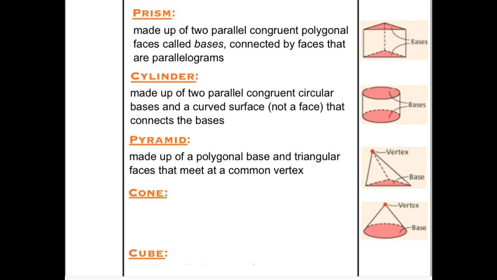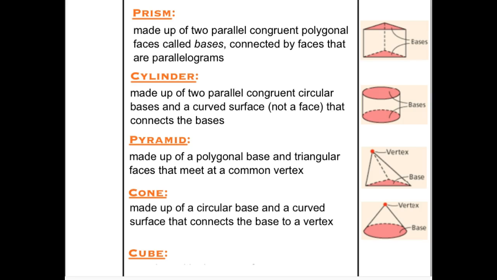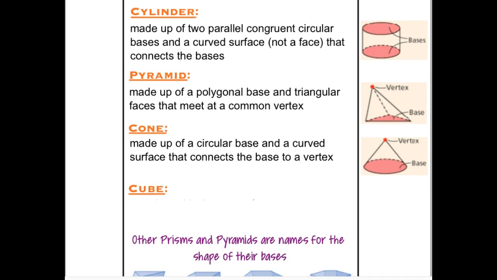Fourth one is a cone. A cone is made up of a circular base and a curved surface that connects the base to a vertex. Cones do not have any edges, neither do cylinders. Cylinders have two faces, cones have one, and those faces are the base or bases, which are circular. The final one is a cube. A cube is simply a prism with 6 square faces. It's a rectangular prism, but it has square faces, so you can also call it a square prism.